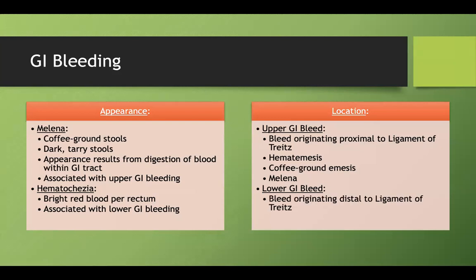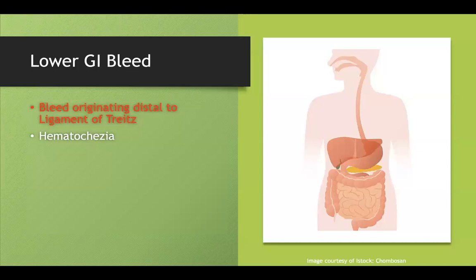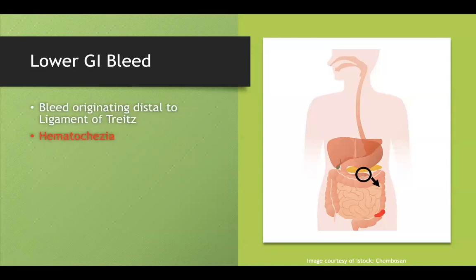So lower GI bleeds are originating distal to that ligament of Treitz, and they're going to present with hematochezia, or bright red blood per rectum. So again, if we have our ligament of Treitz, anything distal is considered a lower GI bleed, and hematochezia will happen because here we go, we have our bleed, and it's not going to have much time to digest, so it's going to still present as this bright red blood. You will not get an elevated BUN in a lower GI bleed because this has not had time to digest and the nitrogen hasn't had time to enter your bloodstream.